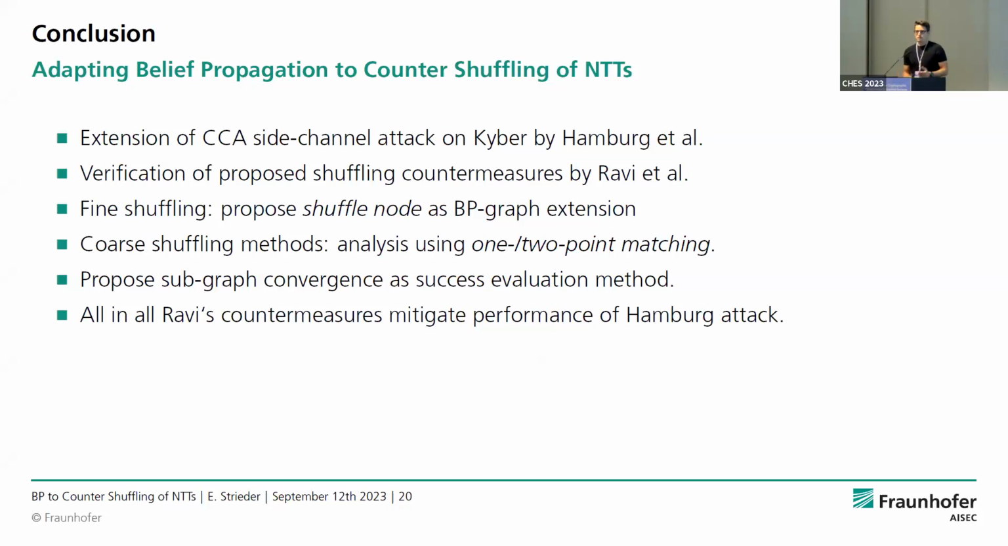So we extended the CCA side channel attack of Hamburg and tried to verify proposed shuffling countermeasures of Ravi et al. We have to say, all in all, Ravi's shuffling countermeasures, of course, mitigate the performance of the Hamburg attack severely. We proposed a new shuffle node, which may or may not be used in different contexts. So we have to think about that.